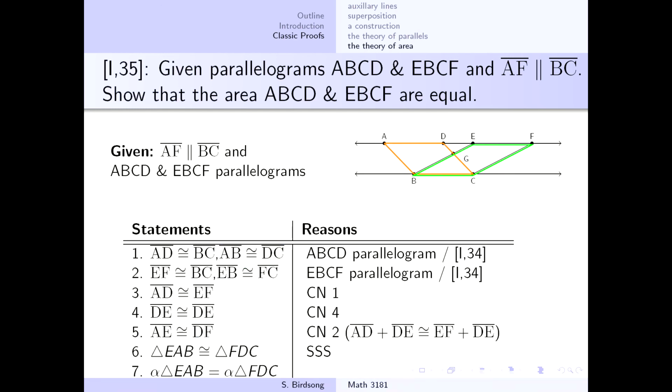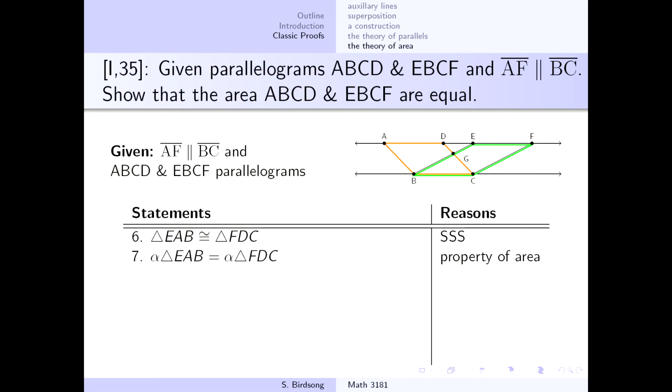But one of the things that we know is, once we know that the triangles are congruent, their areas are congruent, and this is a natural thing with area. It's the same idea as saying that if two angles are congruent, their measures or their degrees have to be the same. All right. So there's the stuff that we just did. Now, let's put this all together.